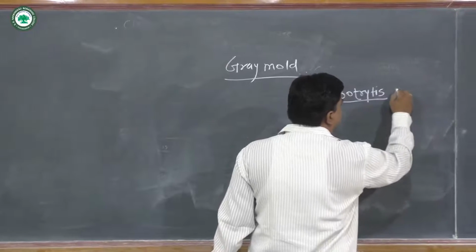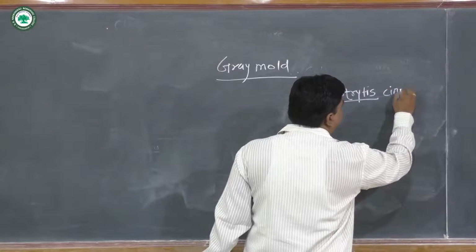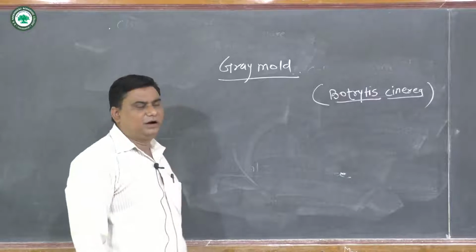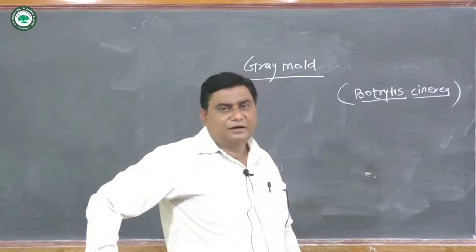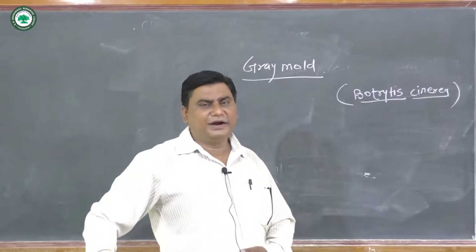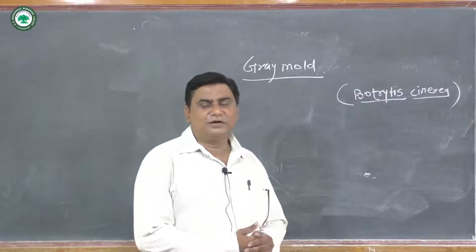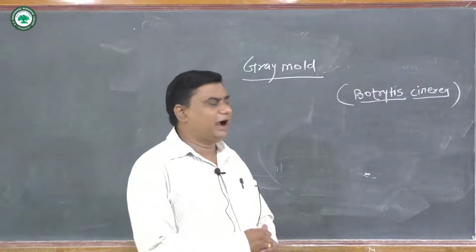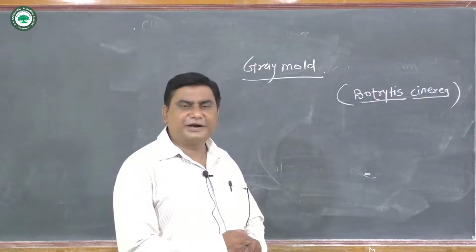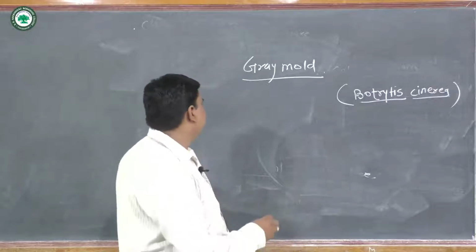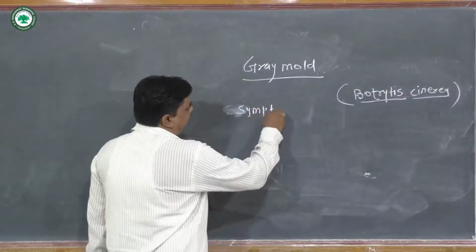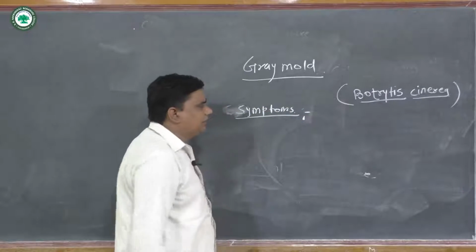Botrytis cinerea. The causal agent is Botrytis cinerea. This particular disease is a common disease, and it destroys the flowers and the matured pods. Then, what are the symptoms of the disease?